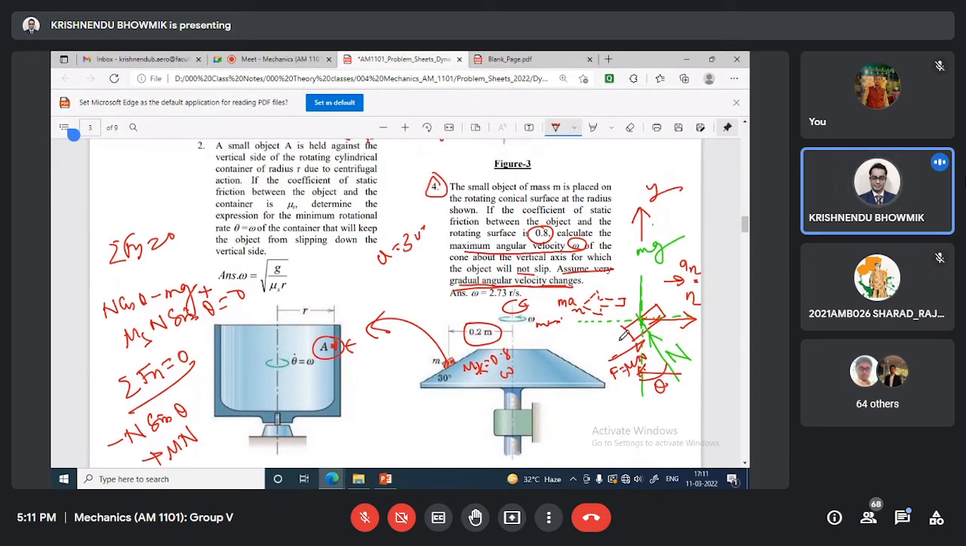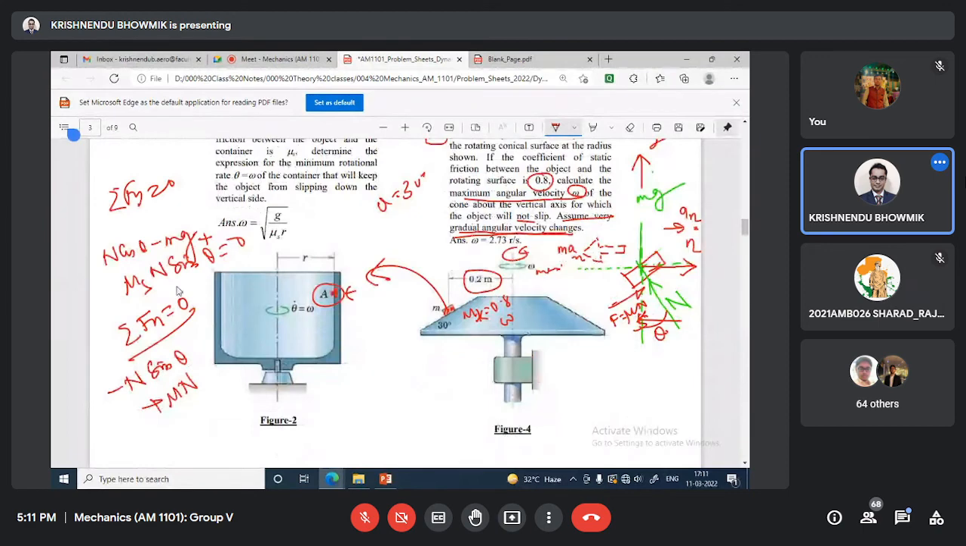Let me wait. Sorry, static friction. If I use mu_k, it will move, it will go away. Mu_s N cosine theta minus m omega square r equal to 0. The N component is minus, the friction component is plus in the positive N direction.